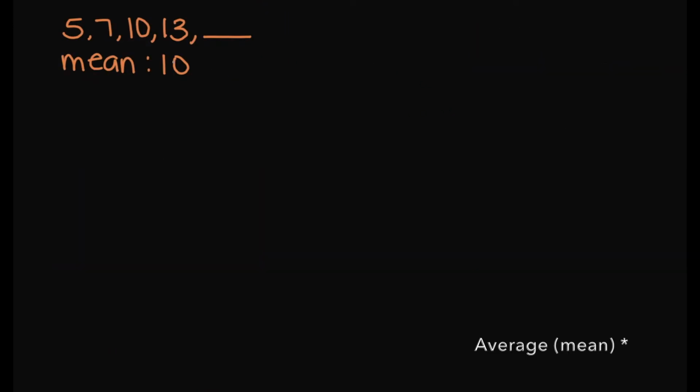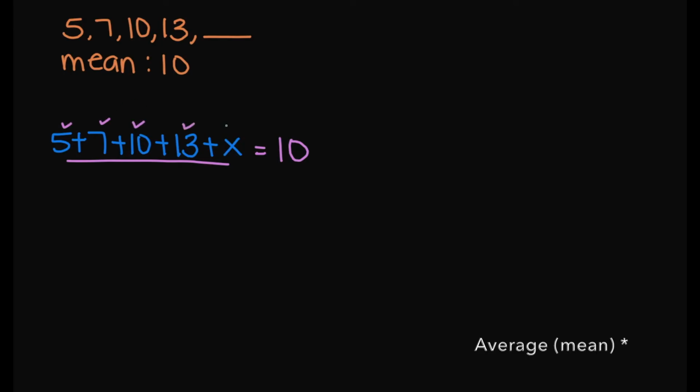Let's look at this example here, 5, 7, 10, 13, and I need to find the missing value, and my mean here is 10. So we're going to add 5 plus 7 plus 10 plus 13 plus x, because x is going to represent the missing value that we are looking for. This is going to be equal to 10 because this is my average. And I'm also going to divide my data set here by the number of items I have. So 1, 2, 3, 4, 5. That's going to be divided by 5.